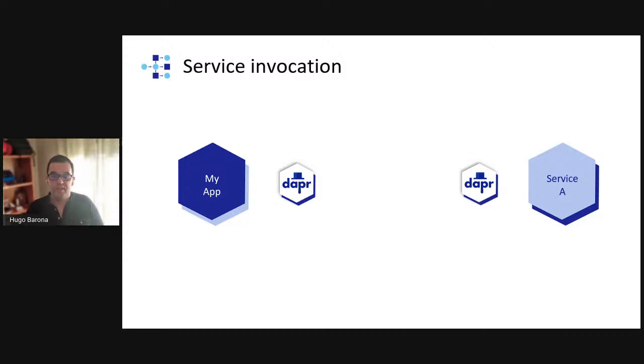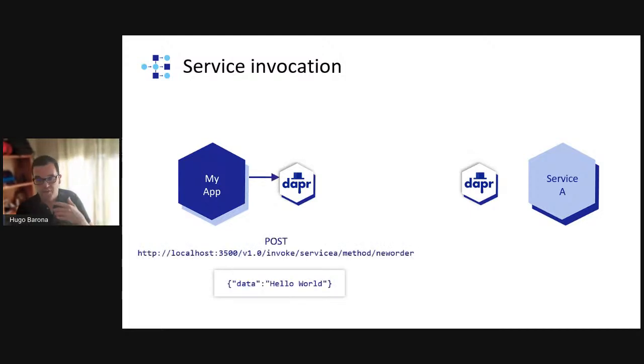So now I'm going to provide you a few examples on how to use the building blocks that DAPR provides to us. We have this example of a service invocation where I have my app running and preparing to call service A. It starts by executing a post request to service A and method new order, sending a JSON payload, in this case with just a body containing the hello world message. This post request is using the service invocation API available in DAPR.